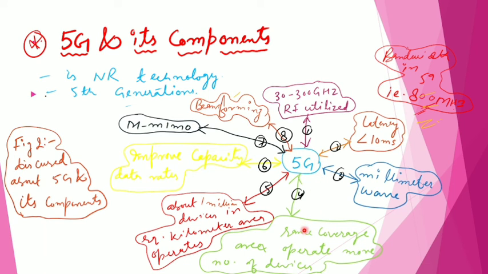So in the same coverage area, 5G operates a large number of users, about 1 billion, but in 4G the same square kilometer area operates only 4,000 devices. So 5G uses the massive MIMO concept, 4G uses the MIMO concept only, and these types of things. So this is all about 4G and 5G.